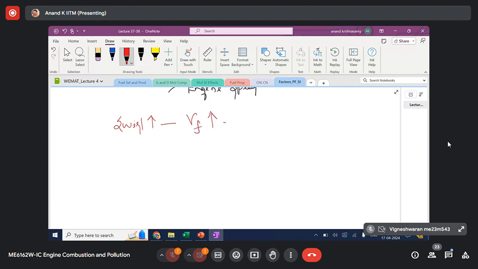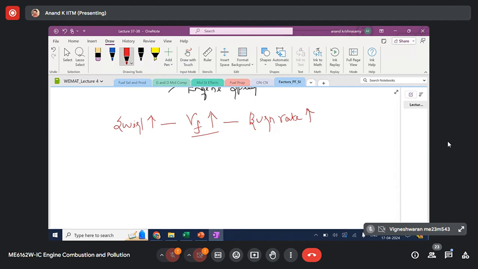When you increase flame velocity, what effect will it have on the combustion process? The flame propagation speed will increase. Higher flame speed. It will burn faster, actually. It will burn faster. Accelerated. Yes, accelerated combustion. That will result in a high burn rate.